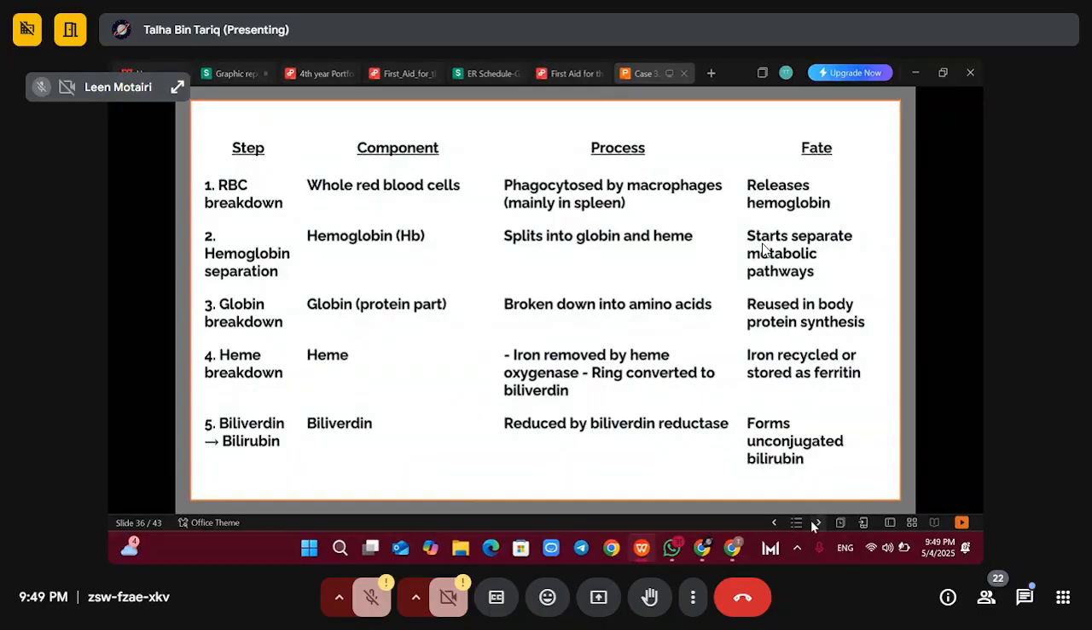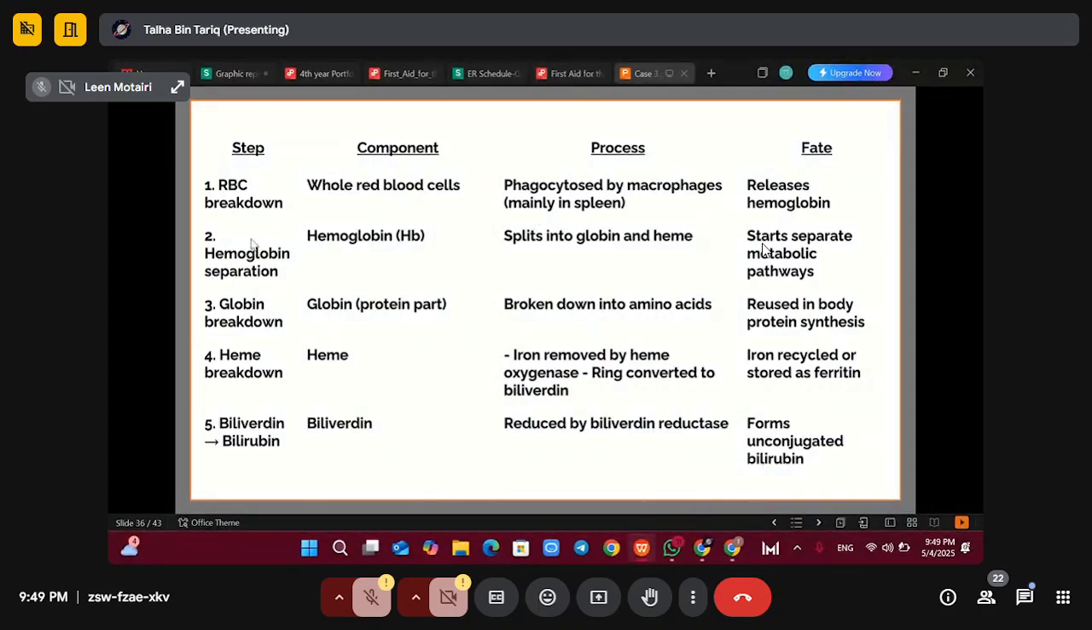Okay, so this is the table through which you can track. It is very easy. Just follow it as I'm telling you guys. So the first step is red blood cell breakdown, right? So these are the whole red blood cells. They are phagocytosed by macrophages, mainly in the spleen, and this releases hemoglobin, right? So you are following it like this, and then this. So these are the steps. Red blood cells are broken down, phagocytosed by macrophages in the spleen, and they release hemoglobin.